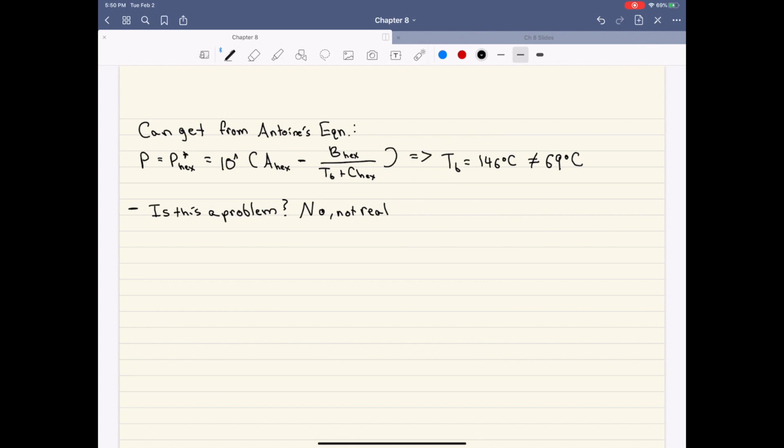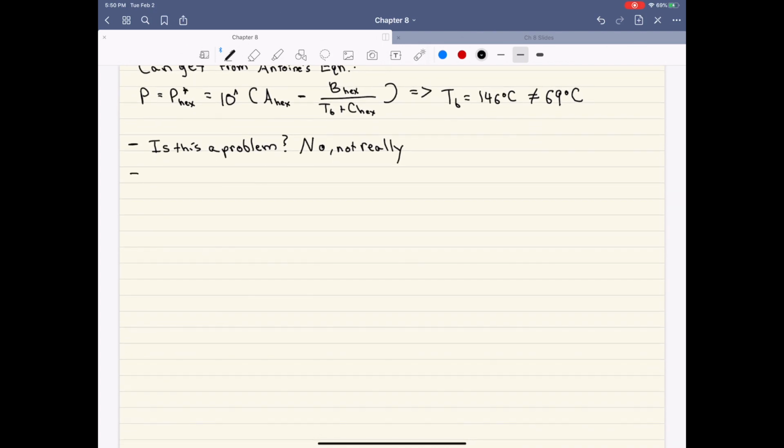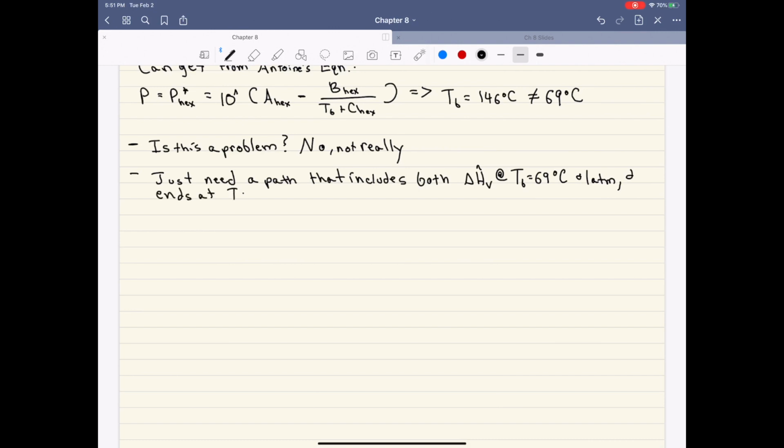Right? And the reason for that is because, in the end, we're just going to develop a hypothetical process path that allows for us to both phase change the hexane from a liquid to a vapor, and also ends with it at 300 degrees Celsius and at 7 bar. Okay, so we just need a path that includes both delta HV at TB equals 69 degrees Celsius and 1 atm, and ends at T equal 300 degrees C and P equals 7 bar. Okay.